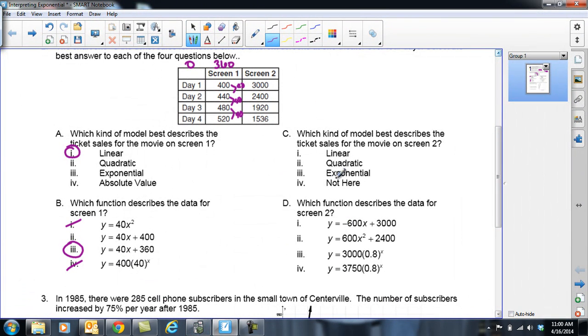So now part C wants to know what kind of model best describes screen 2. Well, on screen 2, let's just look at what's happening. From 3,000 to 2,400 is going to be minus 600. And then from 2,400 to 1,920, well, that's not minus 600, so it's not going to be a linear function because it doesn't have a constant rate of change. So that part doesn't really matter. So here's what I really want to do. I'm going to put these numbers in and just look at it. Let's see what it looks like.